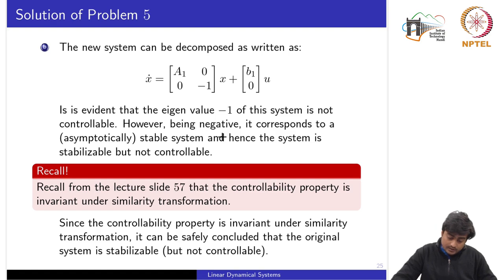Again, whatever concepts we had studied in solving problem number 4, you can use those concepts. That is to say, first of all compute all the eigenvalues, and then see for what eigenvalues the system becomes uncontrollable. Now if that eigenvalue is on the left hand side, then the system is stabilizable, and if that eigenvalue is on the right hand side, then the system is not stabilizable.